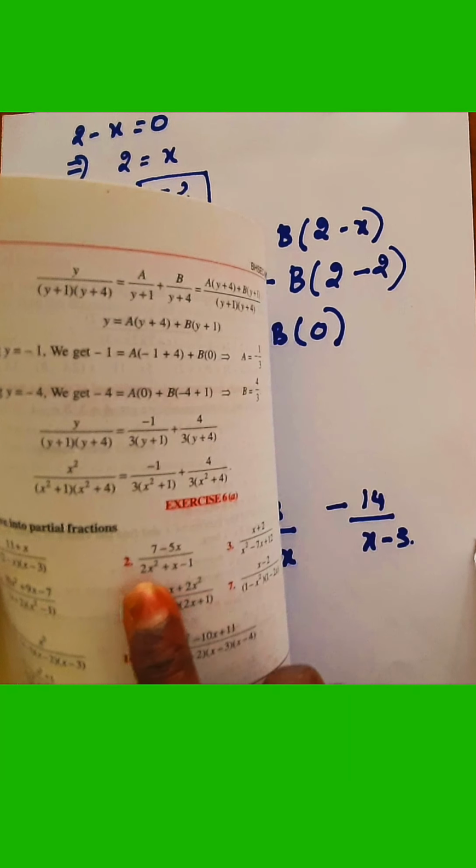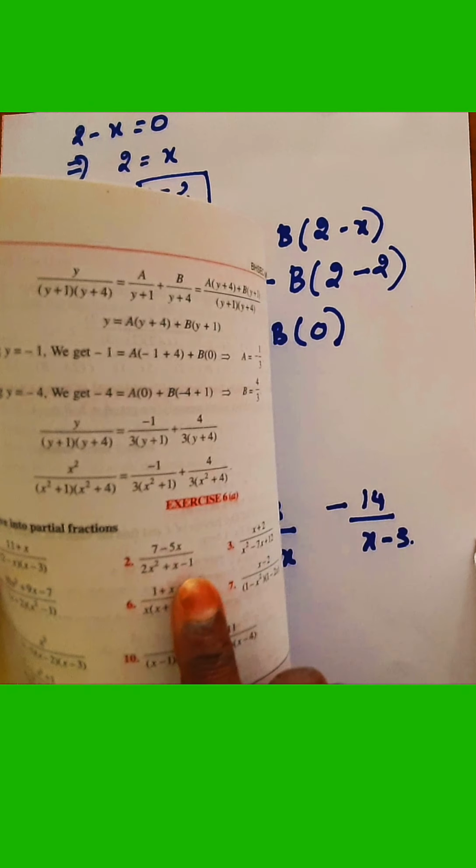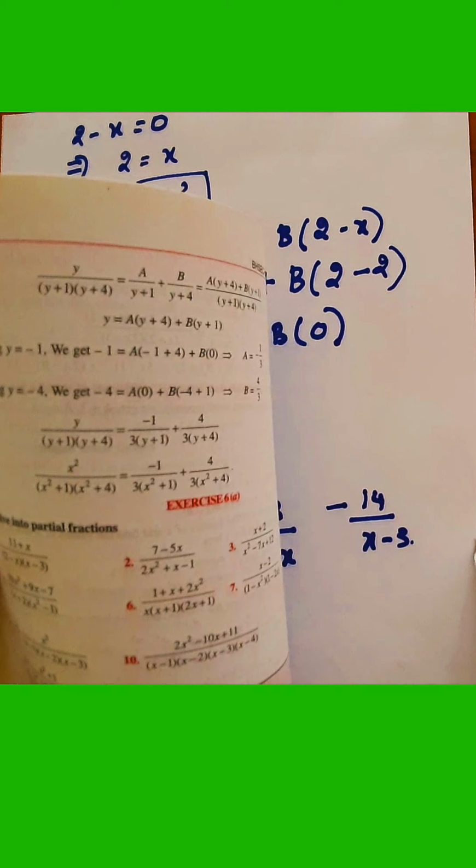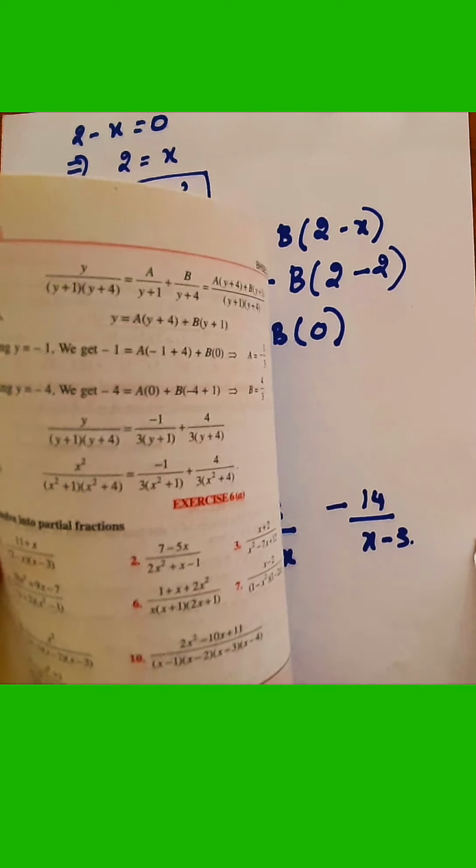See the denominator here, you have 2x squared plus x minus 1. It's a quadratic expression. Solve this quadratic equation, you will get two factors. Based on that you have to solve it.